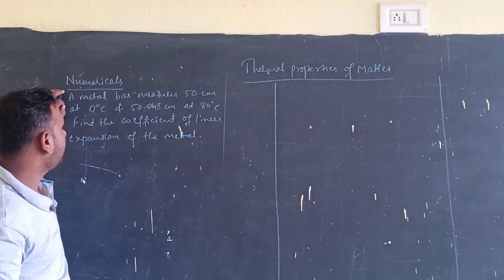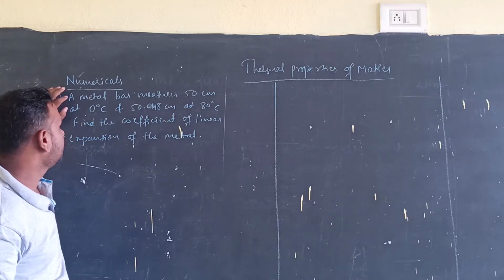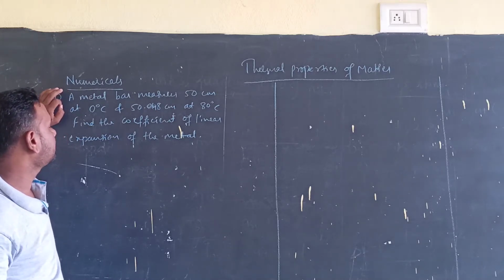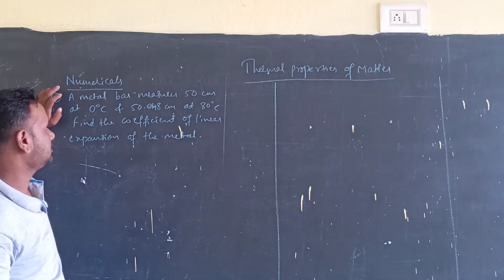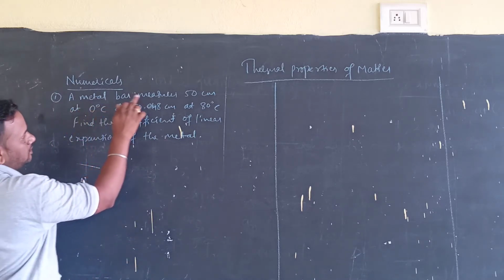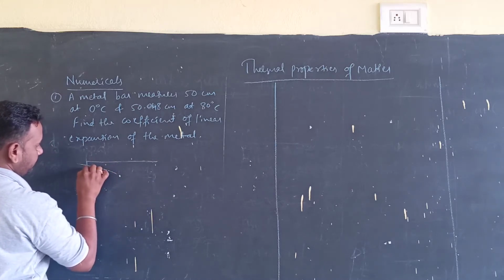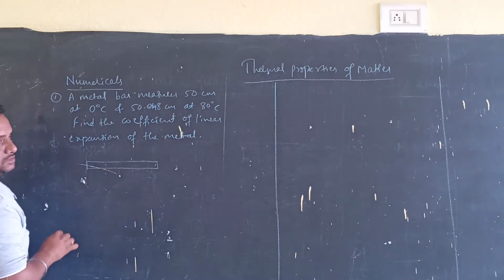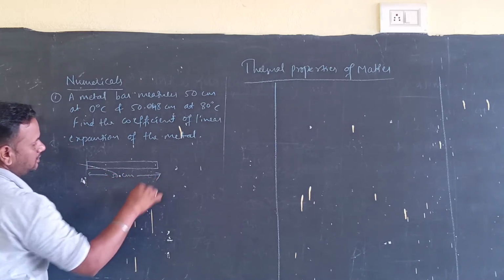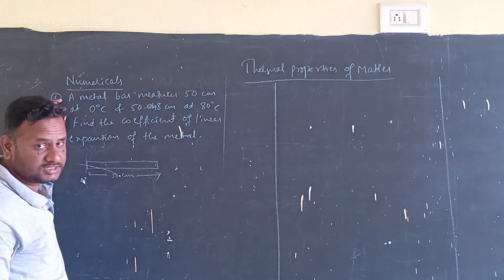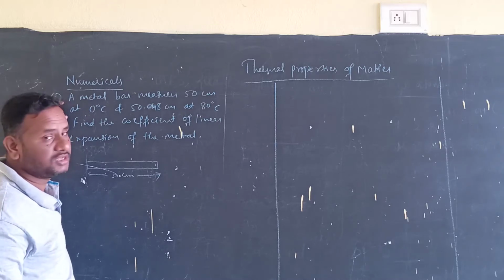A metal bar measures 50 centimeter at 0 degrees Celsius and 50.048 centimeter at 18 degrees Celsius. There is a metal bar which is having a length of 50 centimeter at 0 degrees Celsius and 50.048 centimeter at 18 degrees Celsius.